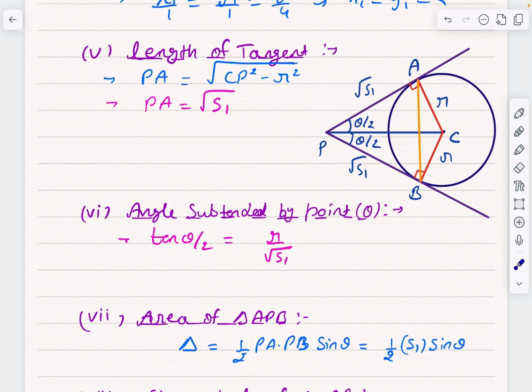How can we find that? We can just use trigonometry here again. We say tan theta by 2 will be r by root S1.